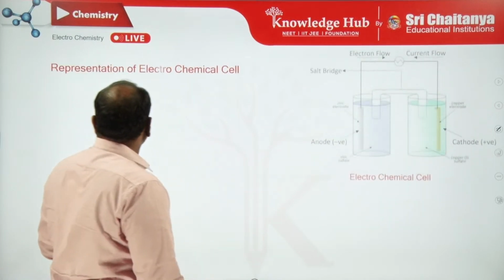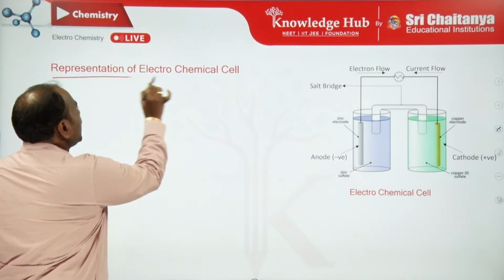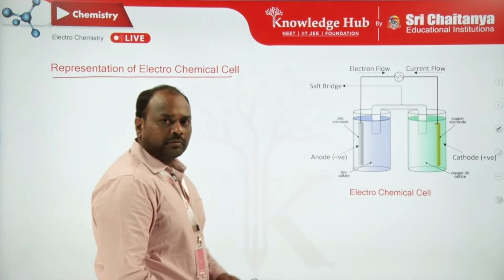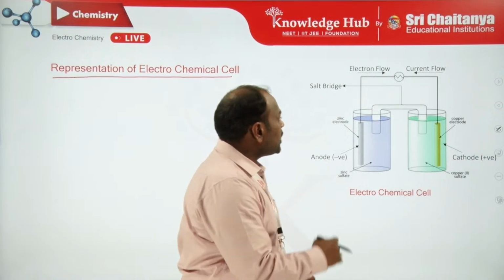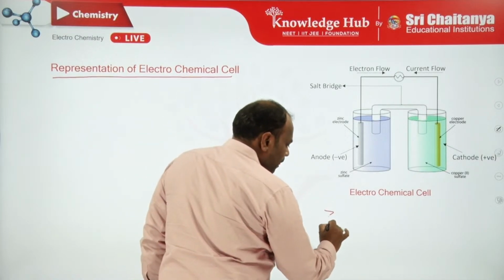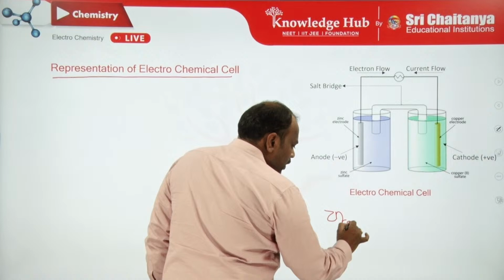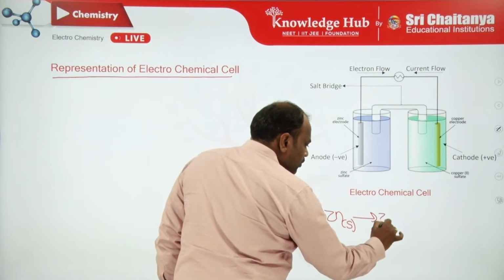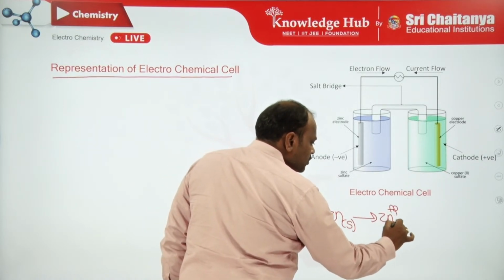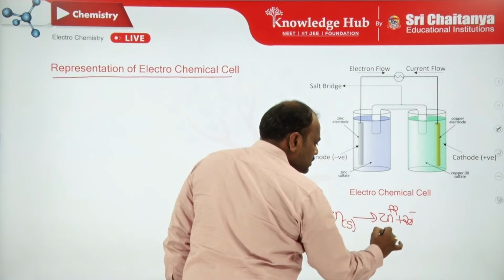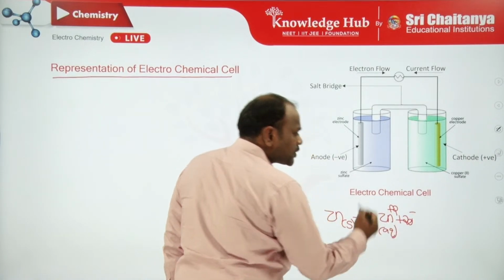Now see the representation of the electrochemical cell. What are the reactions that take place on the left side? See, solid zinc is converted to Zn plus 2 ions existing in aqueous form.